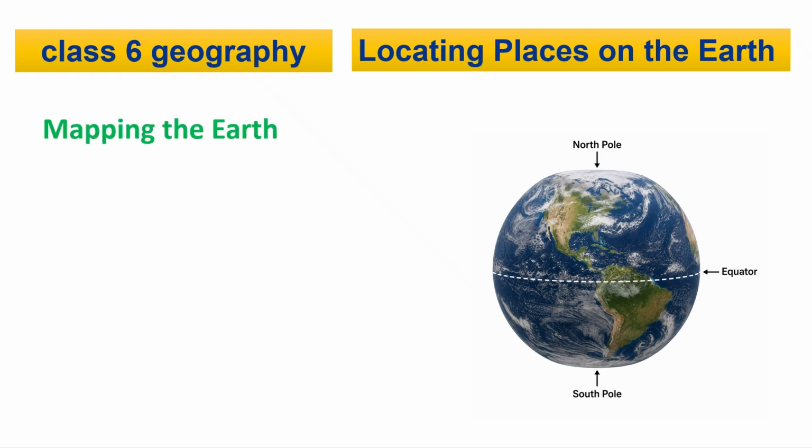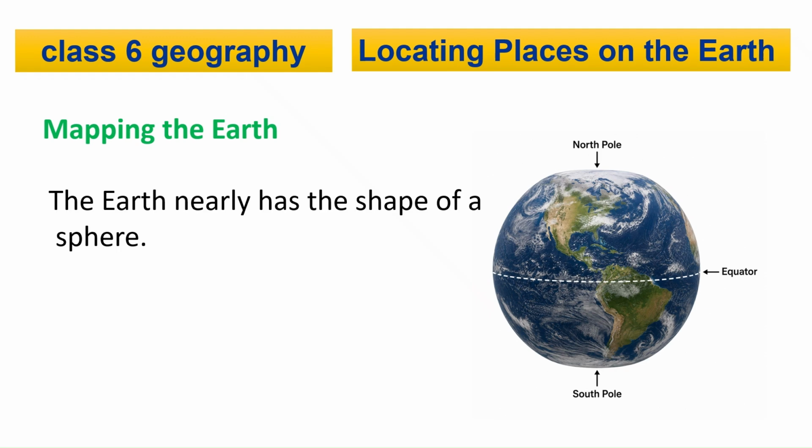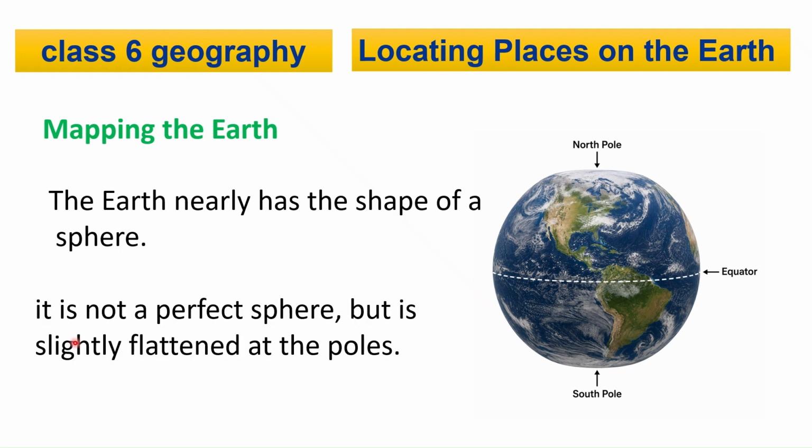Today we will discuss mapping the earth, globe, latitudes and longitudes. Mapping the earth is more difficult because our planet is not a flat surface. It means the earth nearly has the shape of a sphere. It is not a perfect sphere, but it is slightly flattened at the poles, the North Pole and the South Pole. Now let's discuss the globe.